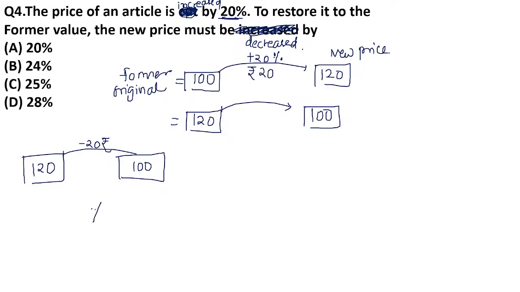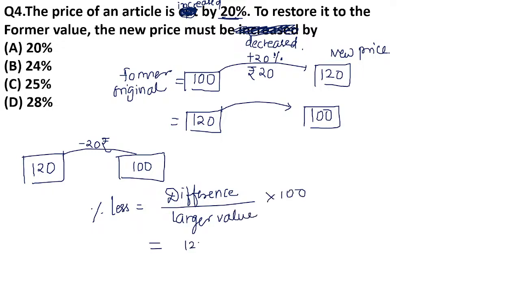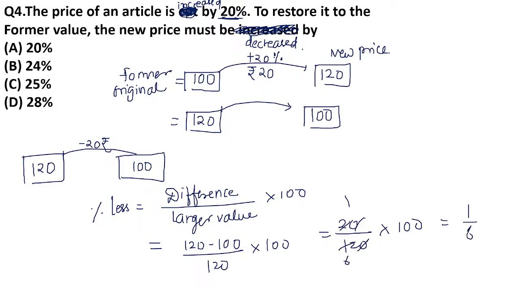It means we will find here percent less. What we'll find here? Percent less. To find percent less, what we do, guys? We take the difference upon, when we find percent less, larger value goes in denominator into 100. What is the difference among both the values? 120 minus 100 upon 120 into 100. This will give us 20 upon 120 into 100. 20 by 120 is 1 by 6 into 100. Tell me, what is the fractional value of 1 by 6? Percentage value of 1 by 6?